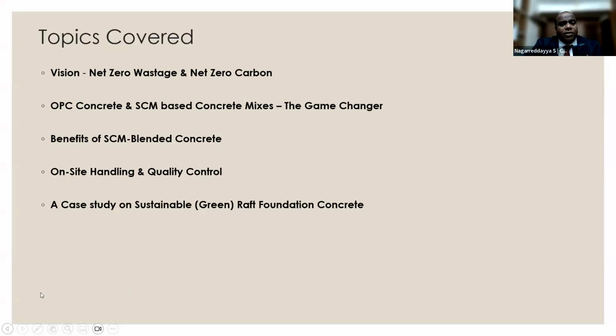So, topics covered here are vision, net zero wastage, and net zero carbon, OPC based concrete versus SCM based concrete mixes, the game changers and benefits of SCM blended concretes, on site handling, quality control, and a case study of the raft foundations I have been involved in.